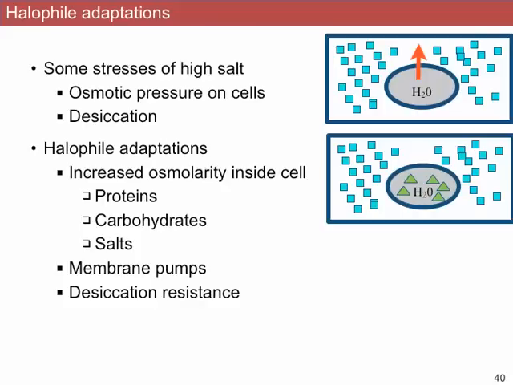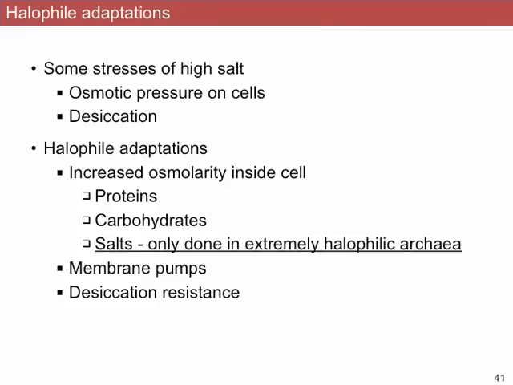Some of them fill it up with proteins, some of them fill it up with carbohydrates. A very few of them fill it up with salts. They also do other things, like they try to pump some of the ions in and out of the cell. Many of them are also very resistant to desiccation, because even if they can resist some of this pressure when they live in really high salt environments, they end up getting desiccated anyway. People have learned how organisms are able to survive these conditions by doing culturing experiments in the lab.